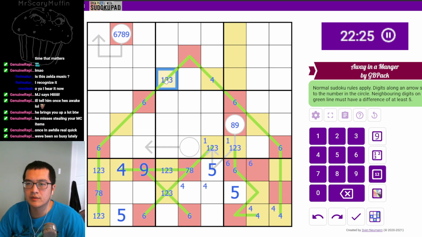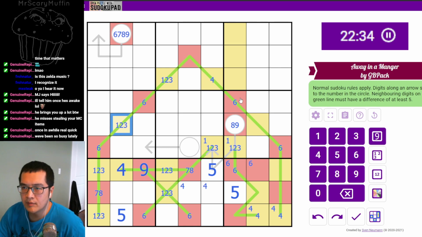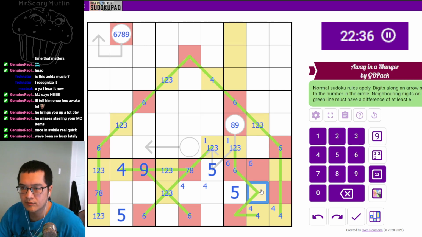Okay, so we know this is 1, 2, 3. So whatever the 4 is here, it can't be along here. I think it might be worthwhile to mark some of these 1, 2, 3s just to see if we can spot some of these triples.